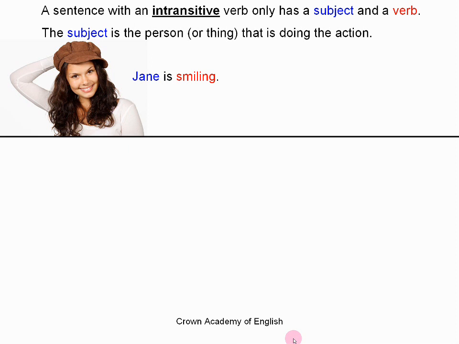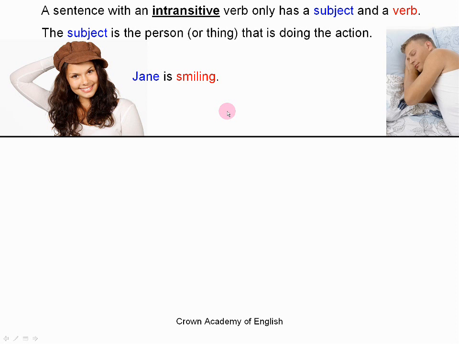Example, Jane is smiling. So Jane is the person doing the action and the action is smiling. So here the verb smiling is intransitive. That's all there is, the subject and the verb. Another example, Mark is sleeping. So Mark is the person doing the action and the action is sleeping. Okay, so sleeping again is intransitive.